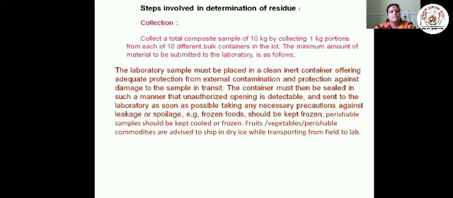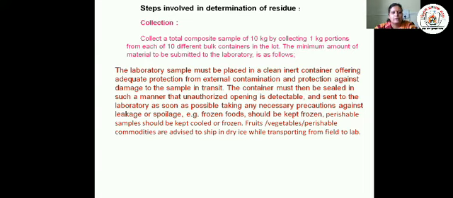Collection. Collect a total composite sample of 10 kg by collecting a 1 kg portion from each of 10 different bulk containers in a lot. The minimum amount of material to be submitted to the laboratory is as follows.